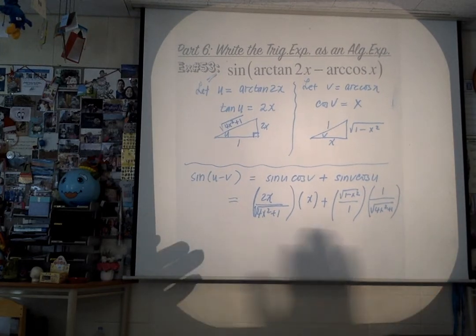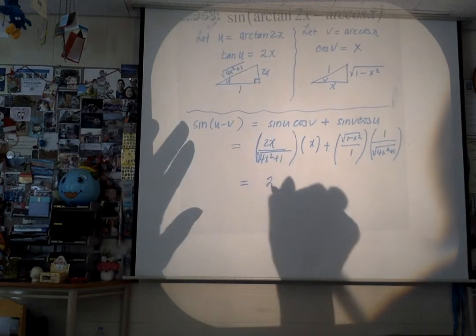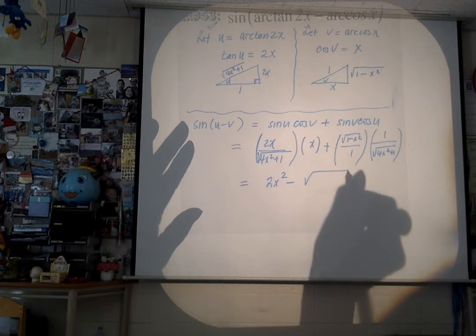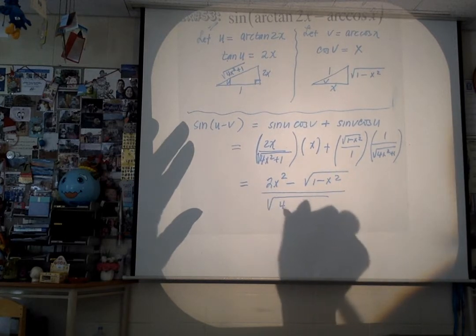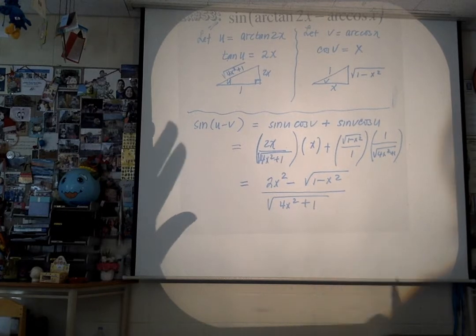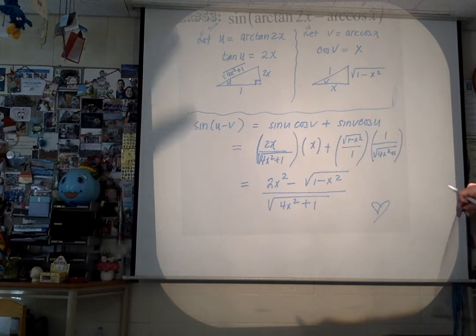And when you multiply all this and you simplify nicely, here's what I ended up with. 2x squared minus 1 minus x squared over square root of 4x squared plus 1 is your final answer. It looks like a tricky question, but it's really not, okay? So don't worry. Oh, but I didn't tell you that there is a part 7.